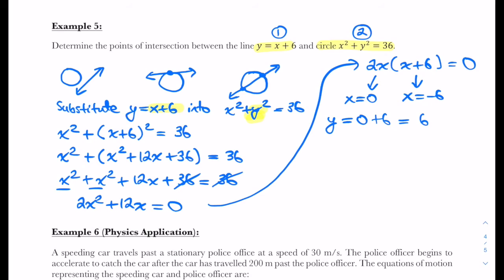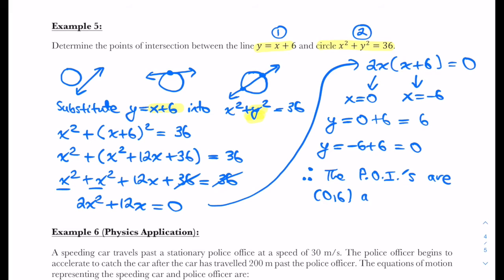And similarly, I'm going to substitute x equals negative 6 into the first equation. Doing that, we get negative 6 plus 6, which adds up to 0. And now we can write a therefore statement. So therefore, we have 2 points of intersection. So the POIs are (0, 6) and (-6, 0).